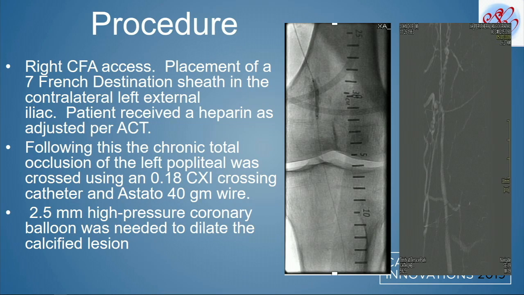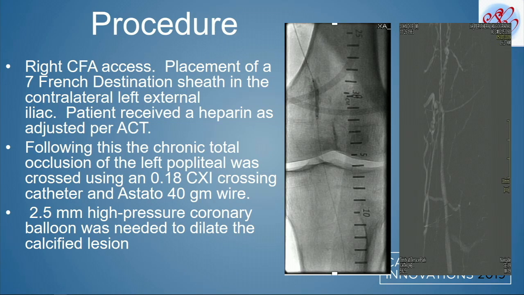We upgraded the access over the contralateral right common femoral to 7 French, and heparin was administered, of course. And then we proceeded with crossing the CTO using a 0.18 CXI catheter, and we had to escalate wire up to a Stato 40. We were successful with crossing the CTO. We then dilated with a 2.5 coronary balloon.